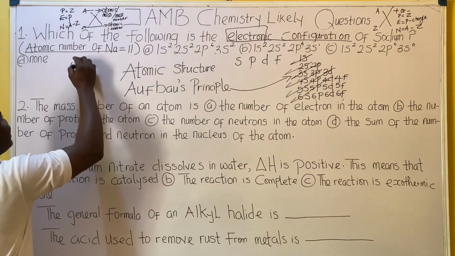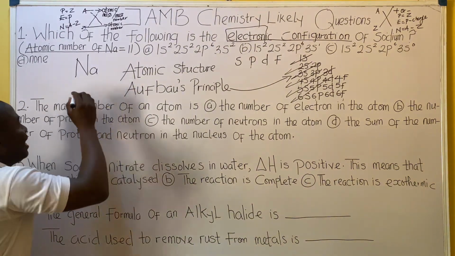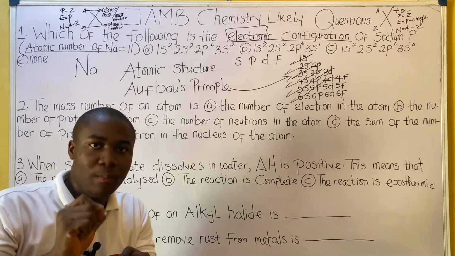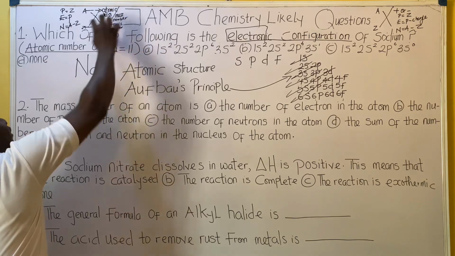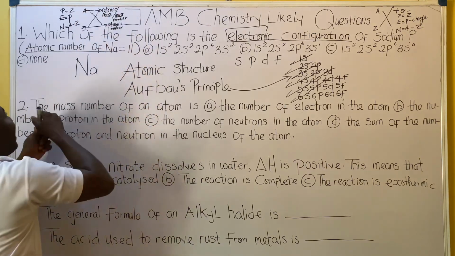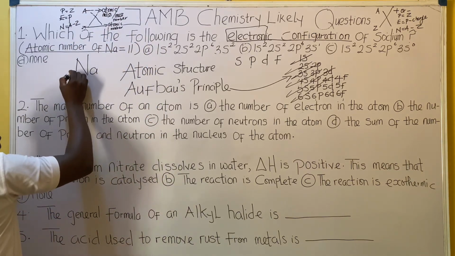Remember, sodium is symbolized as Na. You can see that they gave me the atomic number to be 11. Now, where did I tell you atomic number is located? I told you atomic number is located down, that's Z. So my atomic number is 11.